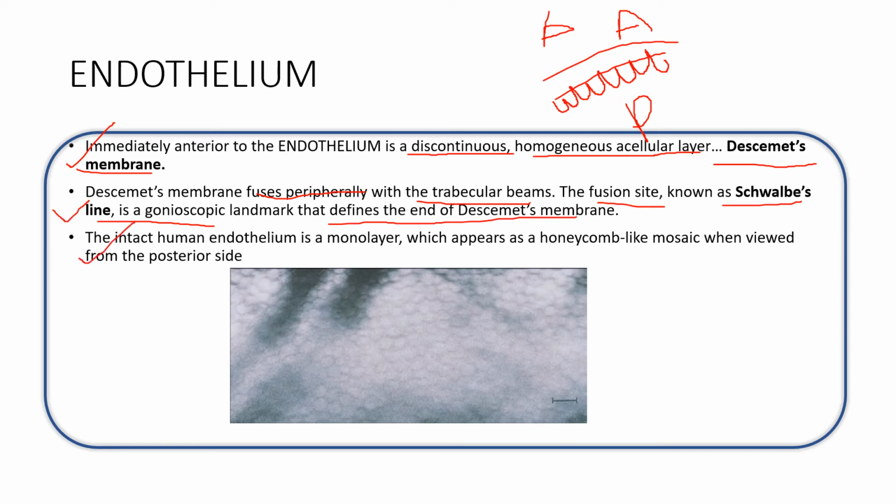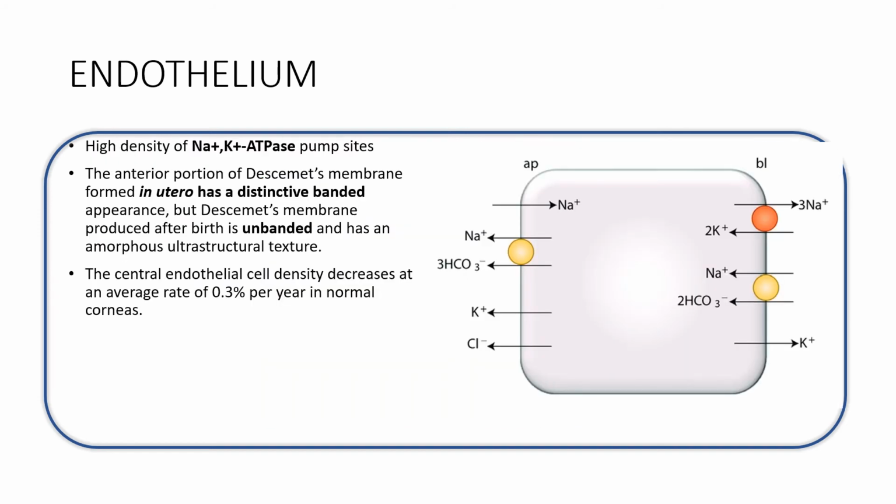Right? Now the intact human endothelium is a monolayer, and this monolayer appears as a honeycomb-like mosaic when viewed from the posterior side. Now you can see, this is a honeycomb-like mosaic. The cells are like this. Okay, I'm not good at drawing, so yeah, they are like this, and they are well opposed to each other. Okay, so these are the honeycomb-like mosaic. This is a monolayer, so it forms the endothelium.